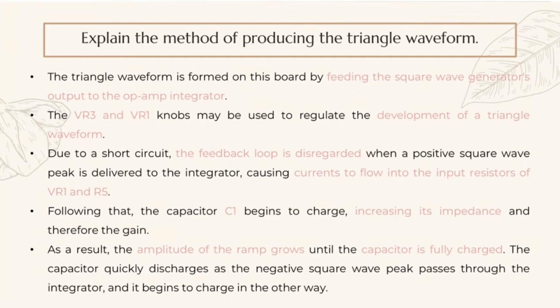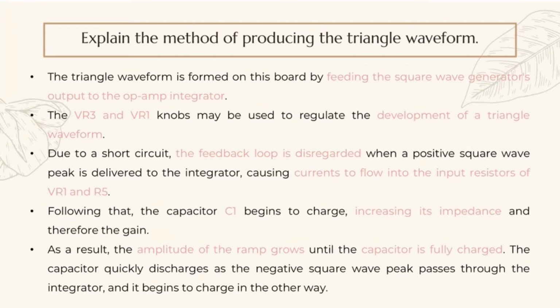Due to a short circuit, the feedback loop is disregarded when a positive square wave peak is delivered to the integrator, causing currents to flow into the input resistor of VR1 and R5. Following that, the capacitor C1 begins to charge, increasing its impedance and therefore the gain. As a result, the amplitude of the ramp grows until the capacitor is fully charged.